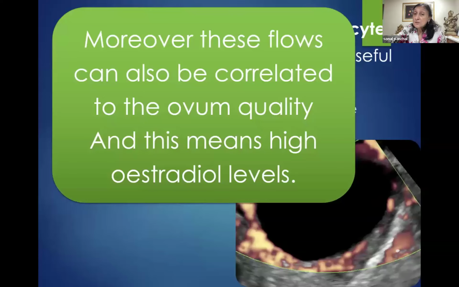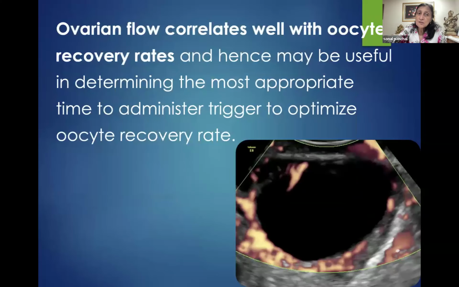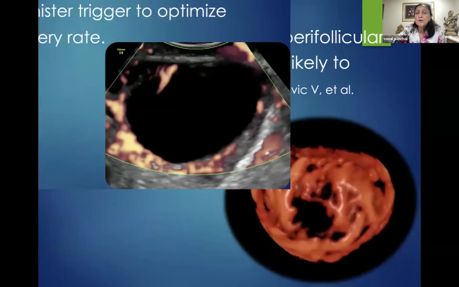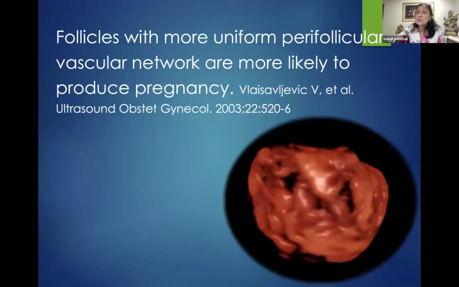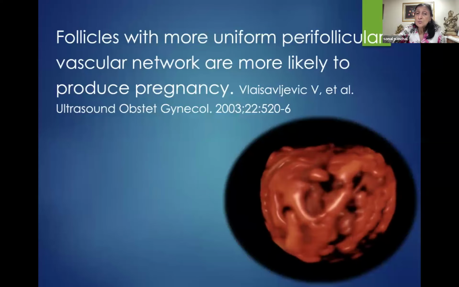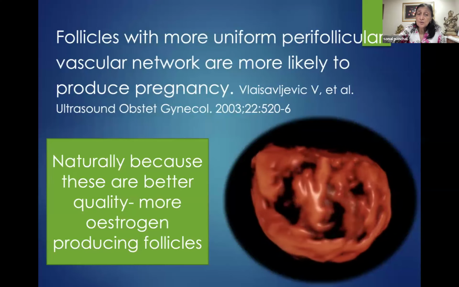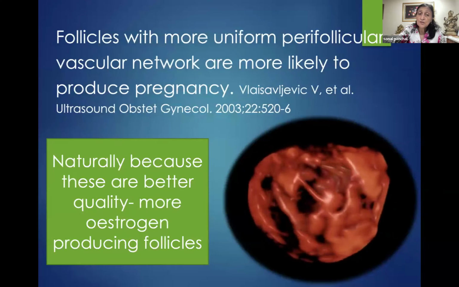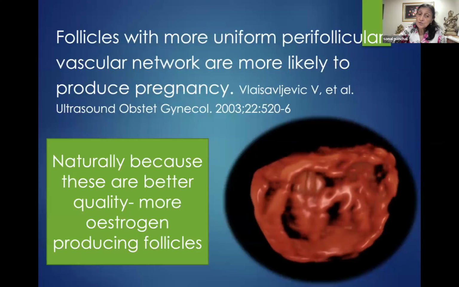Not only that, this blood flow correlates with the ovum quality, and it therefore also correlates with the estrogen levels. Ovarian flow correlates well with oocyte recovery rates and hence may be useful in determining the most appropriate time to administer the trigger to optimize the oocyte recovery rate. Follicles with a more uniform perifollicular vascular network are more likely to produce pregnancy naturally because these are better quality follicles, as they are producing more estrogen.